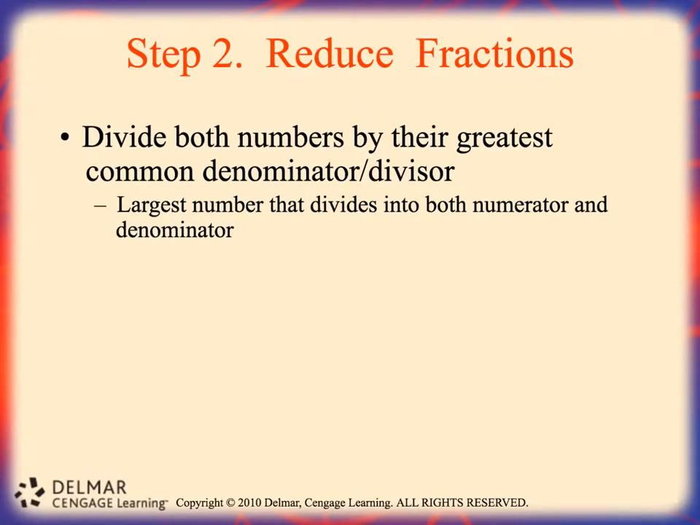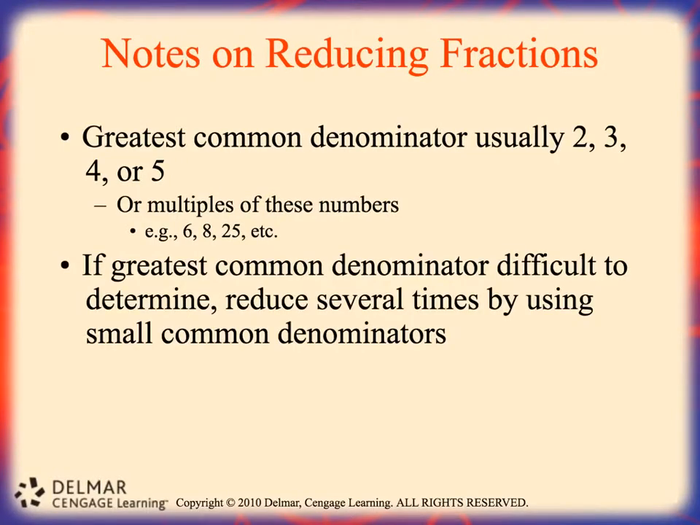Also, it can make it a little bit easier if you reduce the fraction. Again, you're going to remember from grade school that that is dividing both numbers by their greatest common denominator. In other words, the number that will go into both numbers equally is going to be divided into both of those numbers. Usually the greatest common denominator is 2, 3, 4, or 5, or multiples of those numbers. If you have a really large number, sometimes you can reduce it several times by using smaller common denominators.